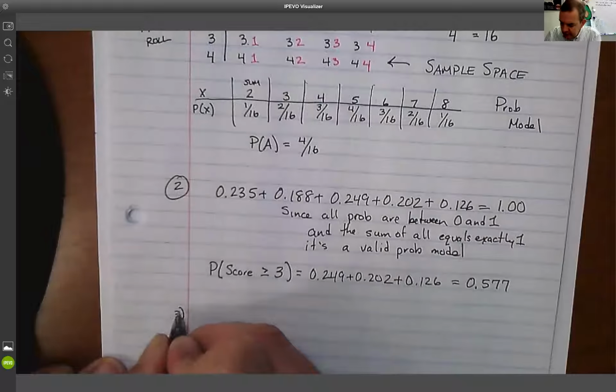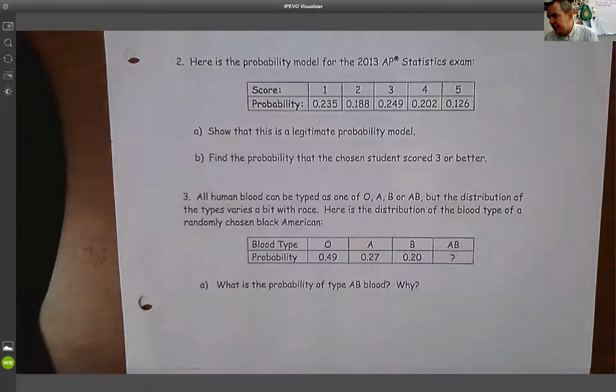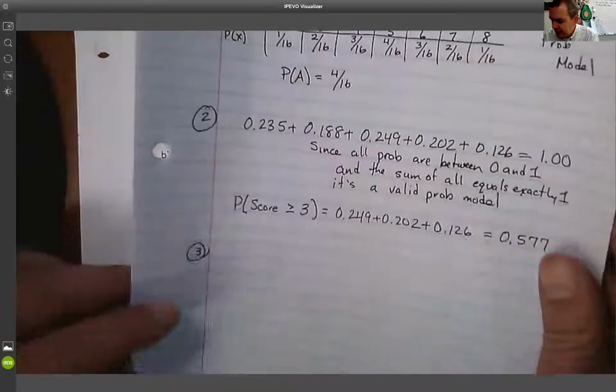3, again, reading probability models. All human blood types can be typed as O, A, B, or AB, but the distribution of the types varies a bit with race. Here's a distribution of the blood type of a randomly chosen Black American: 0.49, 0.27, 0.2. How are we going to figure that out? And again, if you remember, you figure that out.